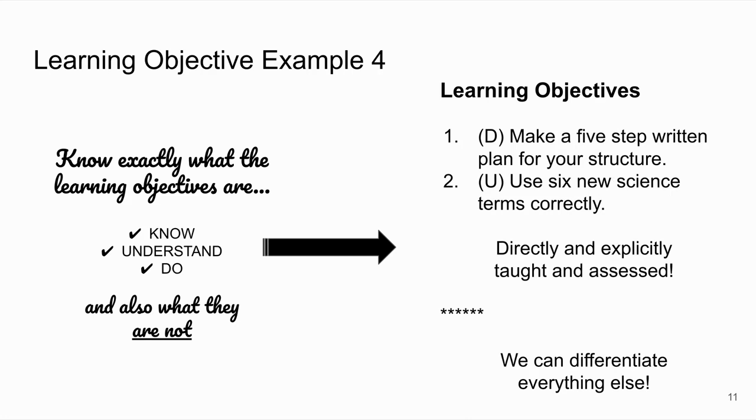extremely crystal clear with students about exactly what we want them to be able to do. I'm going to teach you something today. And at the end of it, I want you to be able to make a 5-step written plan for the structure you're going to make in science. I also want you to understand these 6 specific new science terms. This is just good teaching, being extremely clear about your learning objectives, making sure you don't have way too many of them, and making sure that they're actually achievable for your students.